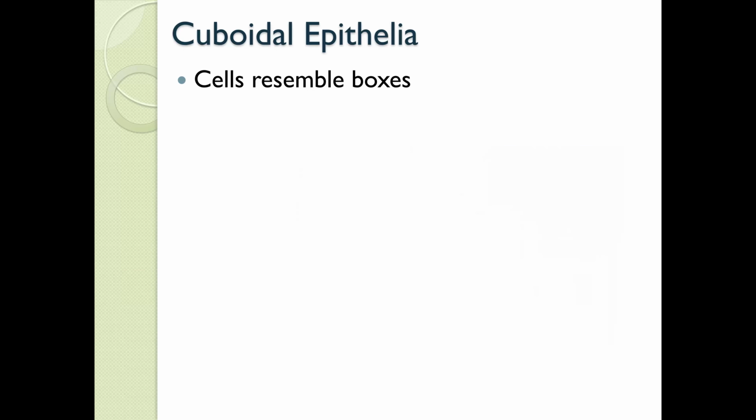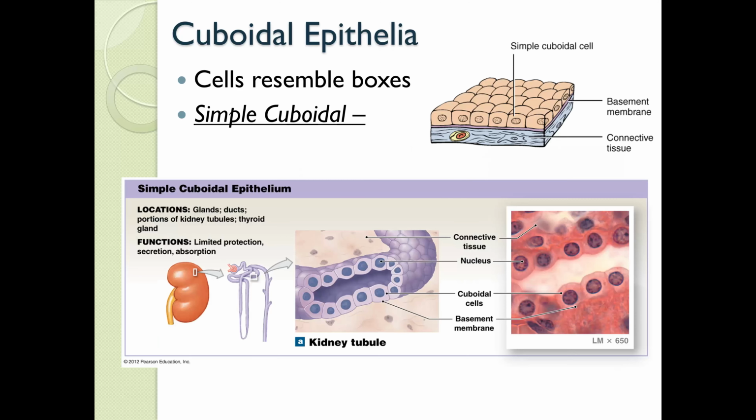All right, so cuboidal epithelia, the cells resemble little boxes or little squares. Simple cuboidal, again, if it's simple, it just means one layer sitting on top of the basement membrane. There's the connective tissue underneath. You can find simple cuboidal epithelium in glands, ducts, portions of the kidney tubules, and in your thyroid gland. And they function as limited protection, secretion, and absorption.